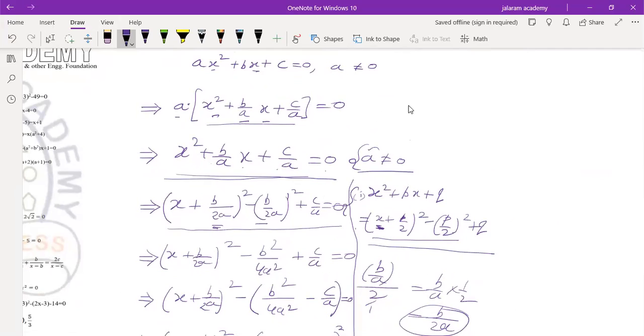Now we will use the method of factorization by making perfect square, for which I have told you that if we have to factorize an expression of the form x square plus px plus q, then we write inside the bracket x plus half the coefficient of x.